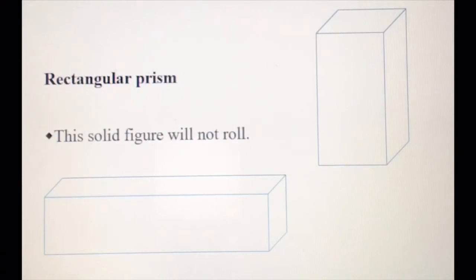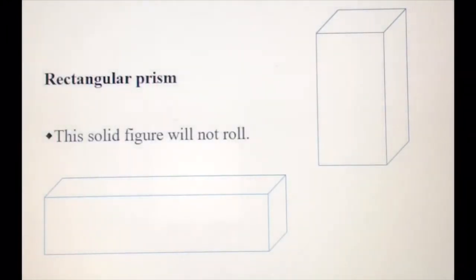The next solid figure is a rectangular prism. If you were to take this face and place it on a piece of paper and trace around it, you would have the shape of a rectangle. If you placed this face on a piece of paper and traced around it, you would have a square. This solid figure will not roll. Like the cube, it will simply sit on any one of its flat faces.